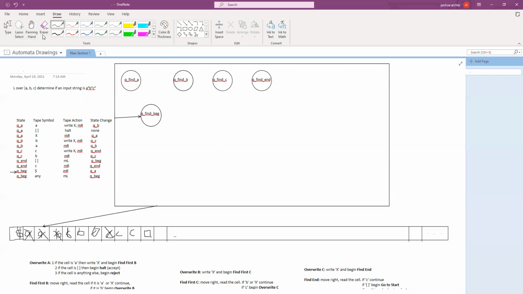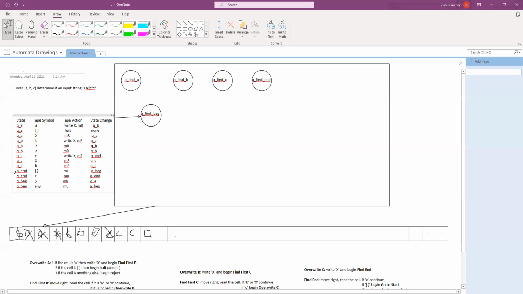Now, as I've just noticed, I do need to add this line here. If I'm looking for a B and I see an X, move right and stay in the same state. I'm going to need one here too. If I see an X, move right and stay where I am. Okay.